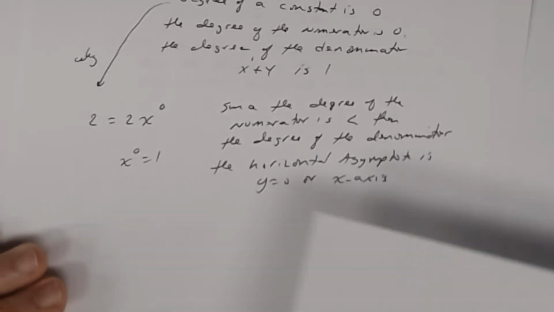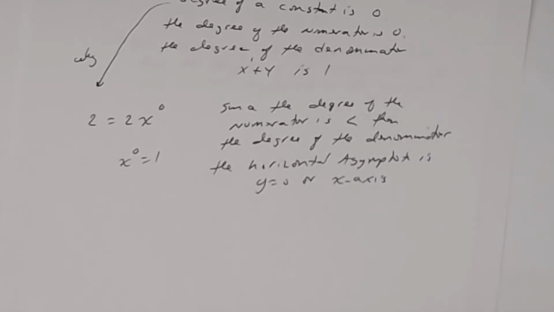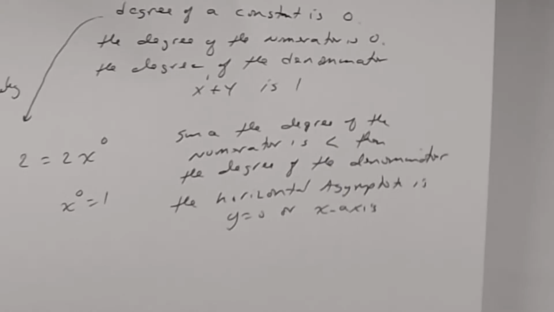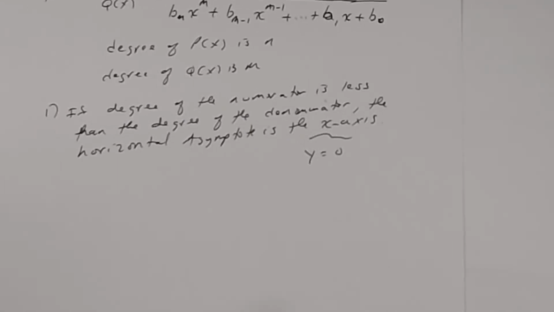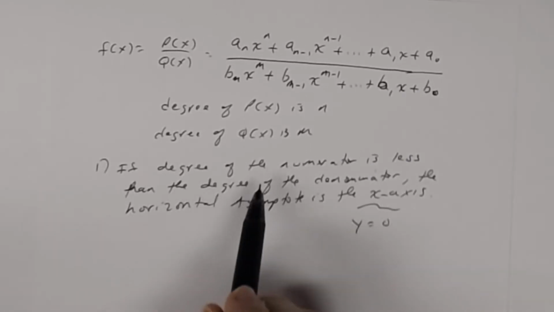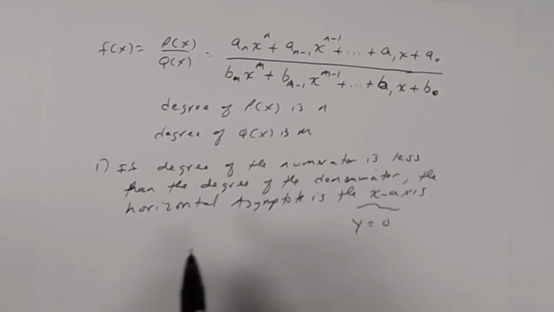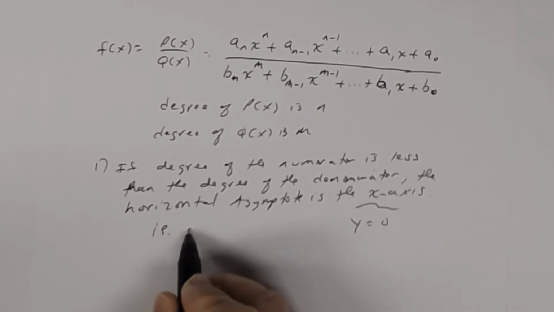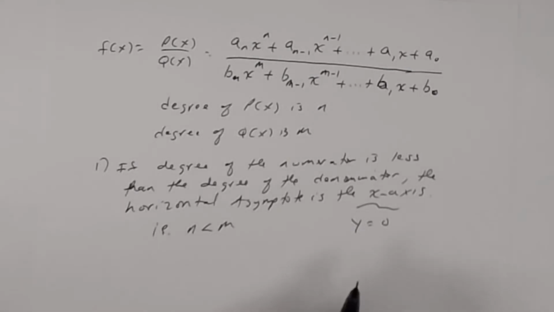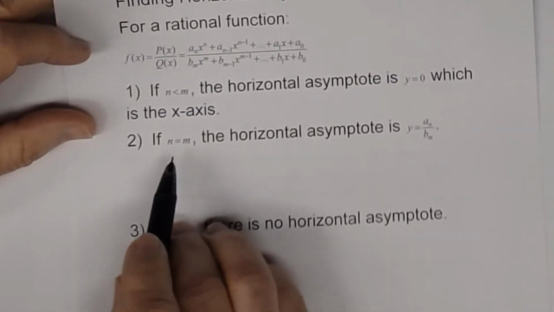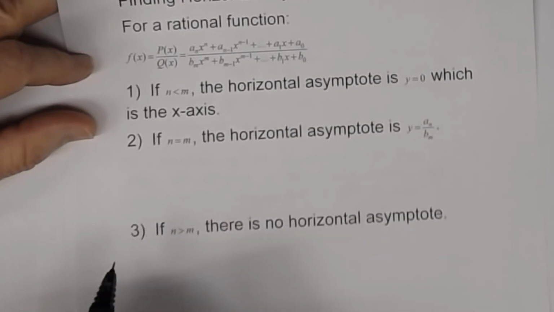All right. Now let's look at this one. So this is going to be the second situation here. All right, so we know that if the degree of the numerator is less than the degree of the denominator, meaning n is less than m, then the horizontal asymptote is going to be the x-axis. Well, what if the degrees are the same? All right, what if the degrees are the same?